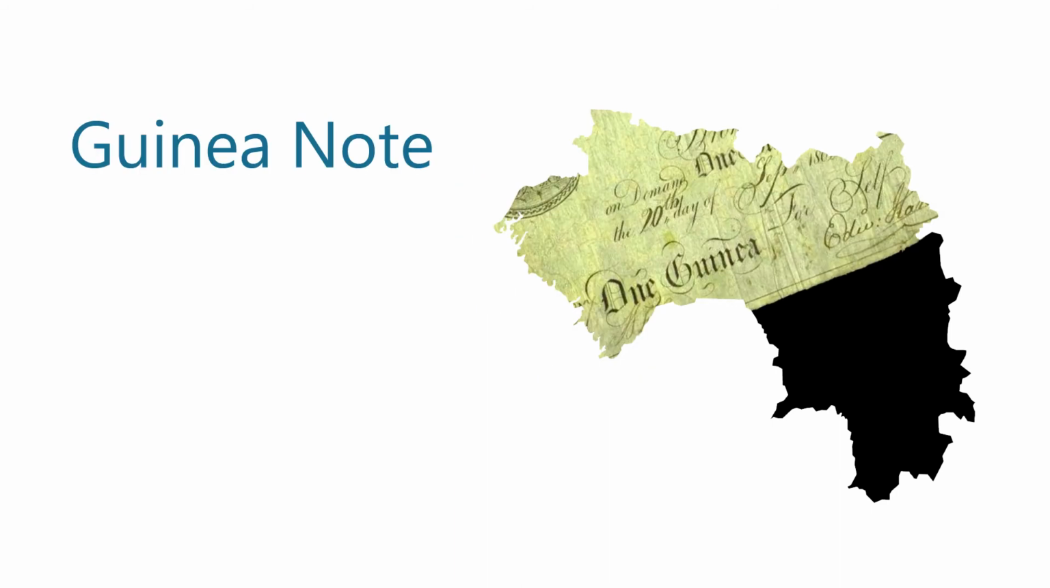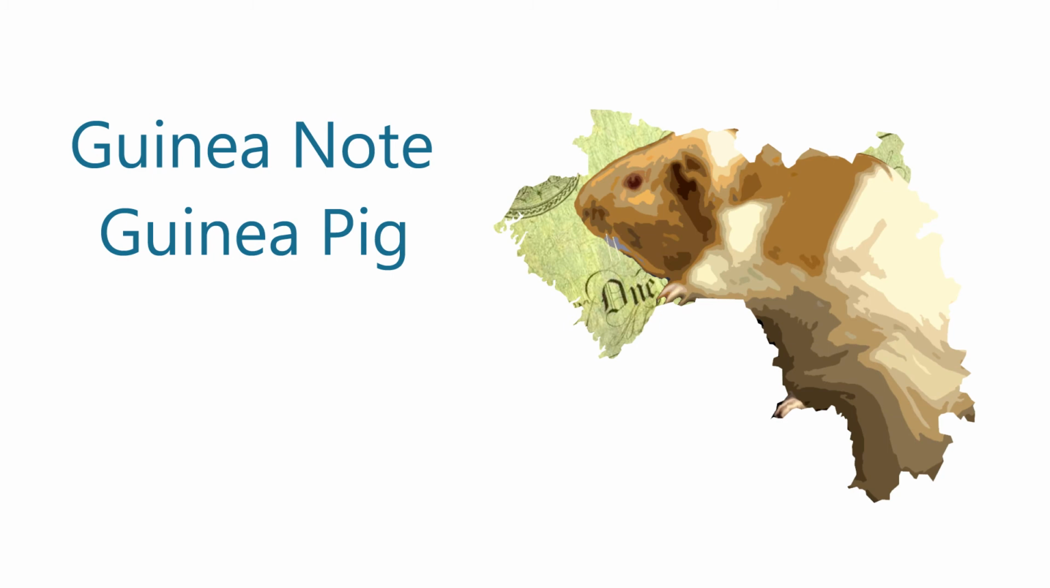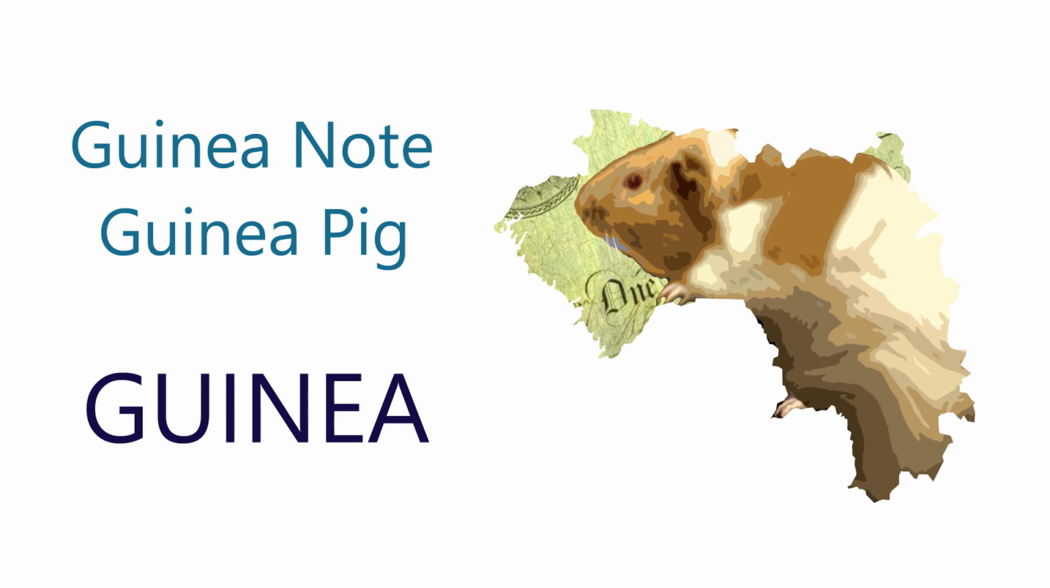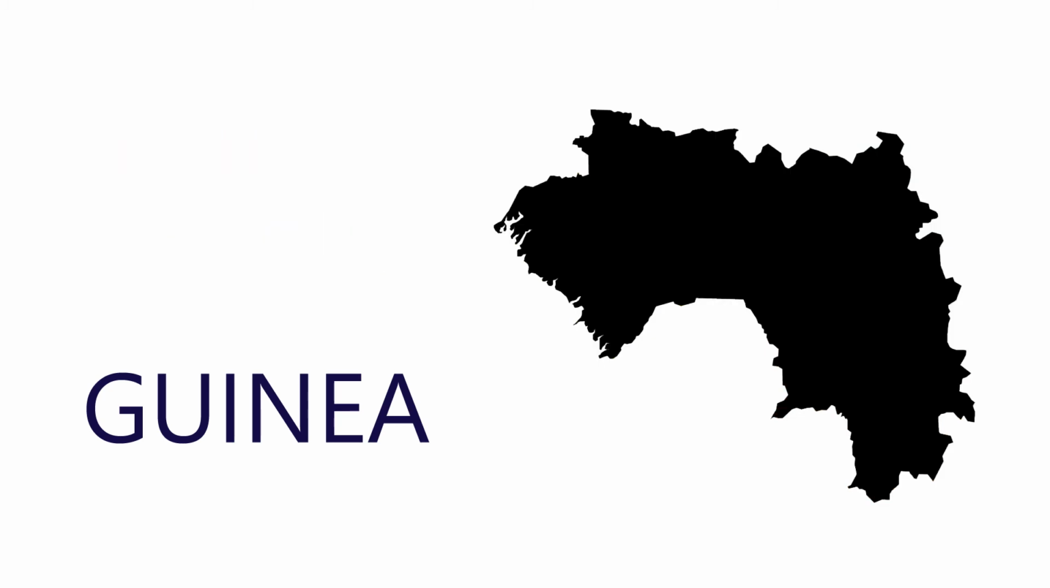This country has a very unusual shape. The West Coast looks to me like paper being shredded. I'm imagining that it's a banknote, the guinea, which some countries used to have, and it's being shredded by our favorite rodent, the guinea pig, because this country is simply Guinea. So guinea note and guinea pig, Guinea.